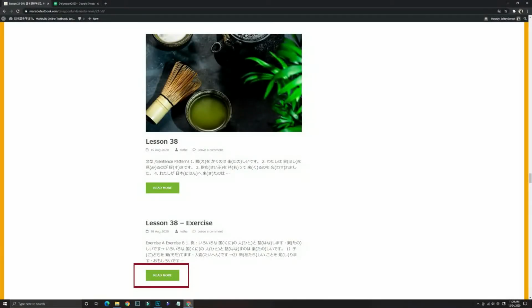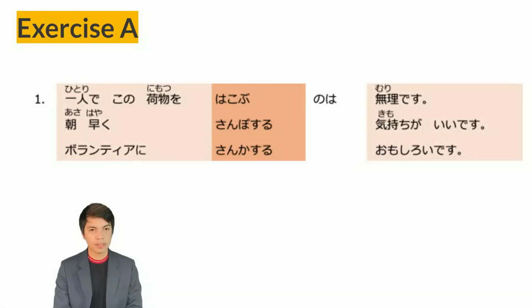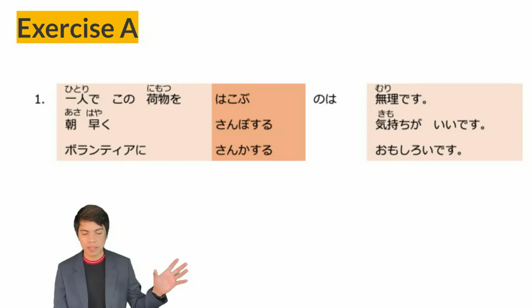Lesson 38, Exercise A. Let's read number 1. 一人でこの荷物を運ぶのは無理です。So, 一人で, alone or by yourself. この荷物を運びます means to carry, to transport. So, carrying this luggage のは無理です。無理 means impossible or it's hard to do.